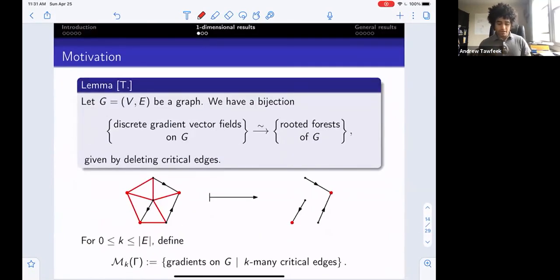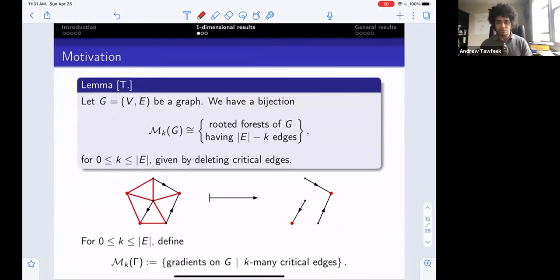So we can state this lemma a bit more precisely. If we use m sub k of gamma to denote the gradients having k many critical edges, so over on the left here, this would be an element of m7 of gamma, then we can rephrase this lemma, although it looks a bit silly, why even bother doing this, to say m sub k of the graph is isomorphic to the rooted forest having e minus k edges. Basically it says if you delete 5 edges, you're going to be left with something that has 5 edges less. It's not a deep step that we just took.